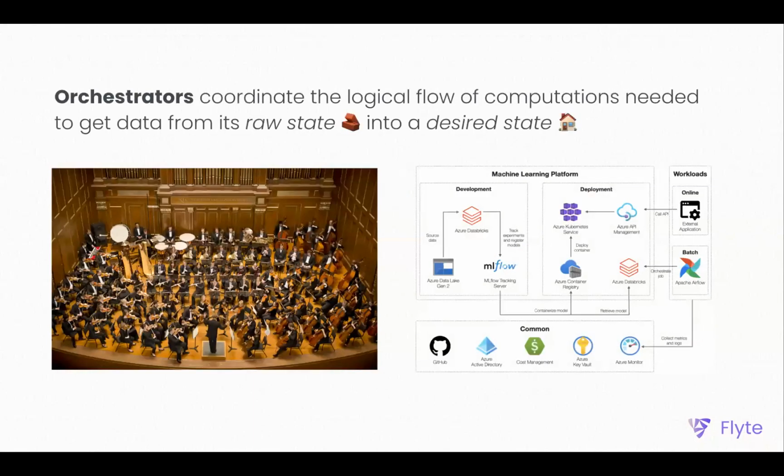Just to give you a very brief background on what orchestrators do, they coordinate the logical flow of computations that are needed to get data from its raw state into some desired state. And this is a very general statement. So the raw data could be a data set. The desired state of the data could be a model artifact that you've trained from it. It could be raw data to processed data. It could be raw data to an analytics report. But an orchestrator's job is to, just like a conductor in an orchestra, say, okay, you guys play now, you play, and you go. And you essentially coordinate when certain things happen at certain times.